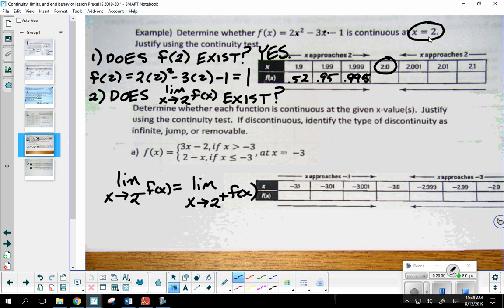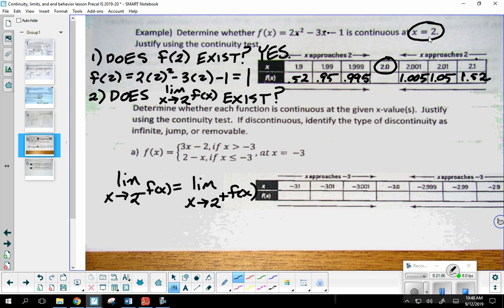Now, this is something I like to do when I'm filling in my table because I'm looking for a pattern. Above, I always start at the end and work my way left because I want to see the pattern develop. I don't want to start with what should typically be the last number. Does that make sense? Okay. So if I plug in 2.1, I'm going to get 1.52. If I plug in 2.01, I'm going to get 1.05. If I plug in 2.001, I'm going to get 1.005.